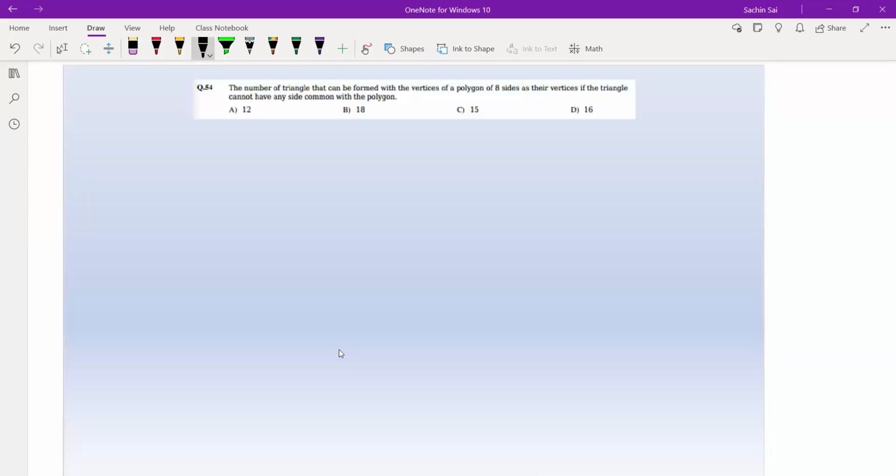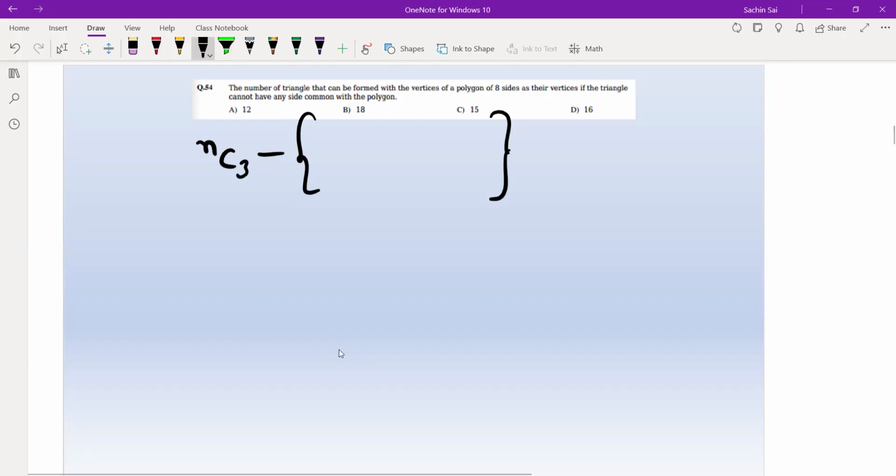Question 54. The number of triangles that can be found with the vertices of a polygon of 8 sides if the triangle cannot have any side common with the polygon, right? So here, there is no side common with the polygon. So what we can do here is we can count the total number of ways in which three vertices can be selected, right? So if there are n vertices, the number of ways of selecting three vertices is nC3. From this, we have to subtract all those cases in which there is at least one side common with the polygon, right? Now, how do we make sure that there is at least one side common with the polygon?